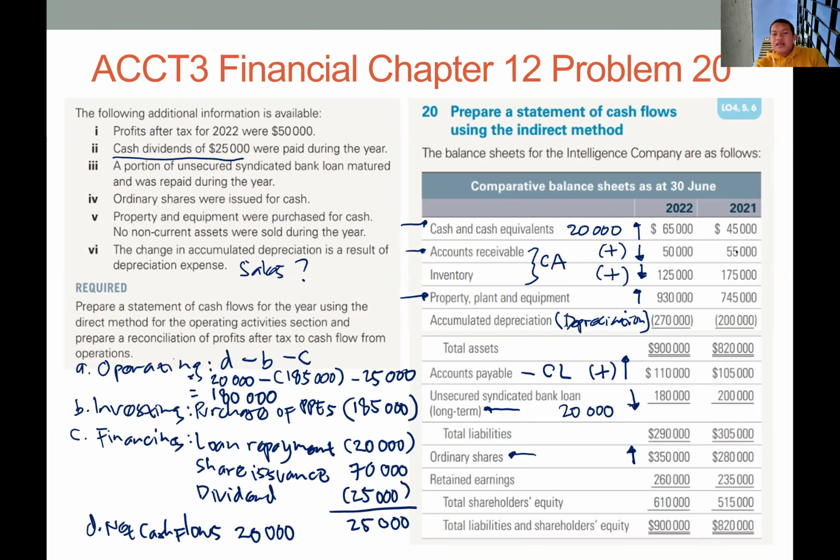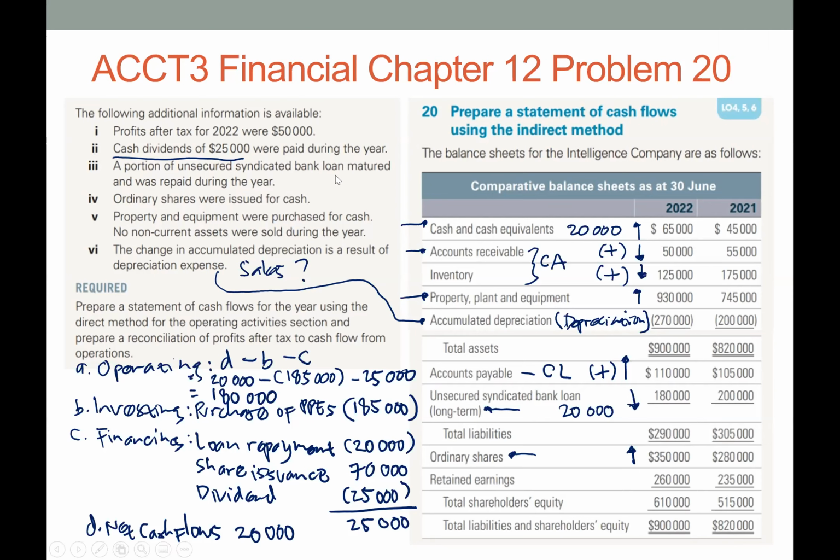We don't really need this, actually. We can predict that the change in accumulated depreciation is because of the additional depreciation expense, but this information is to strengthen the prediction that we should take into account this depreciation.